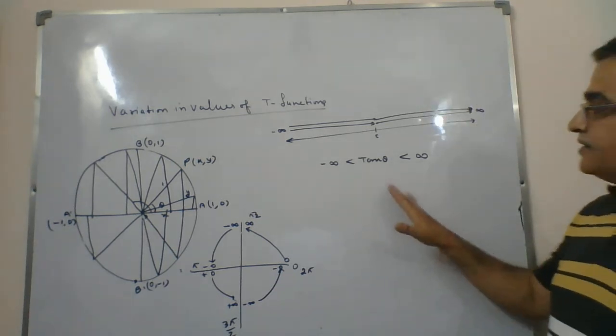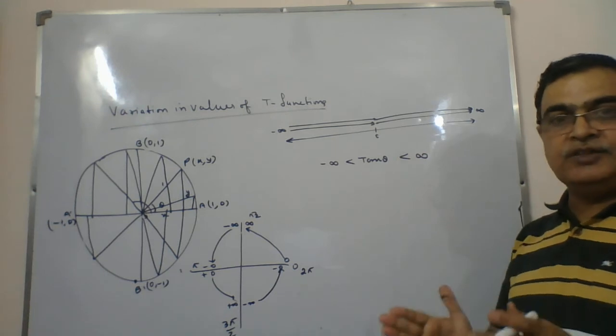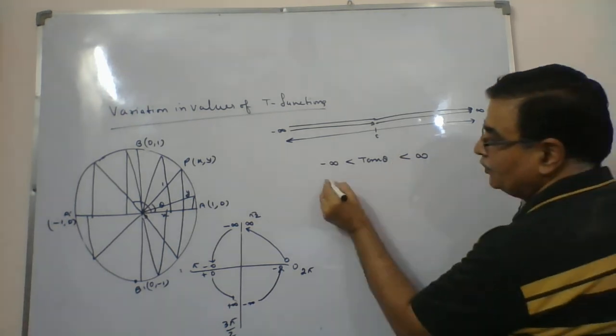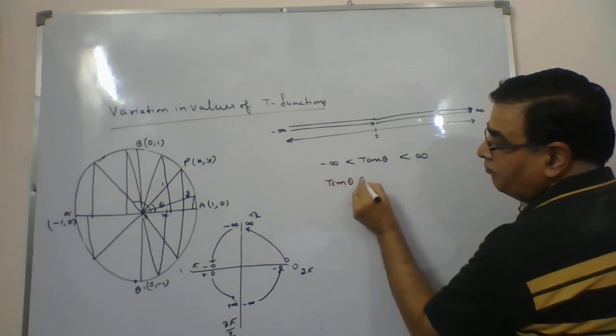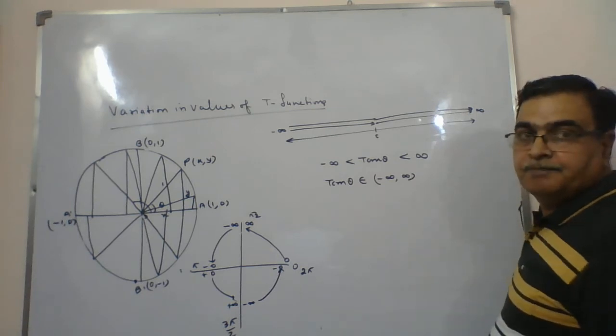Tan theta always takes value between minus infinity and infinity. That you should keep in mind. Minus infinity is never included, plus infinity is never included. So you can also write this as tan theta belongs to the open interval minus infinity to infinity.